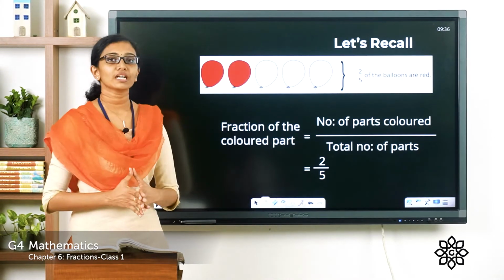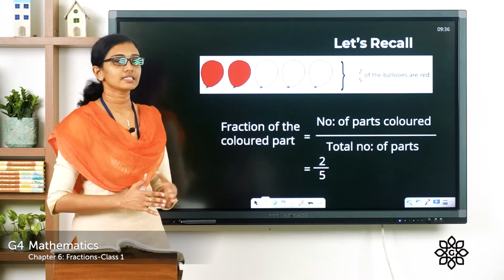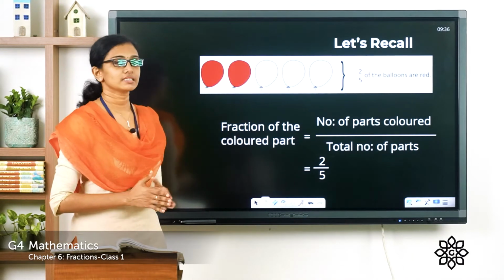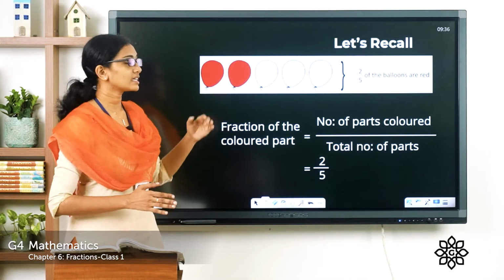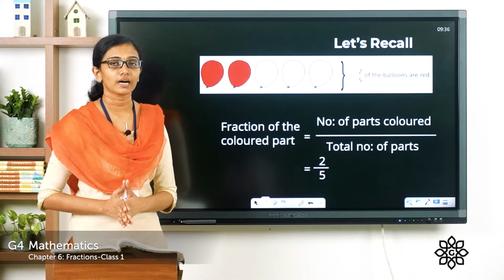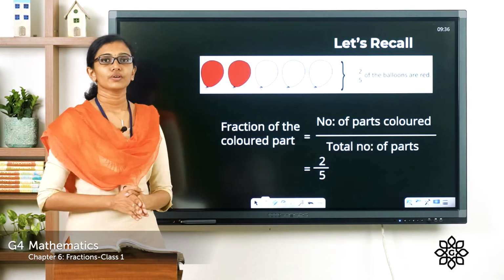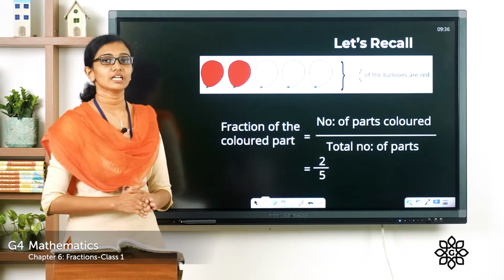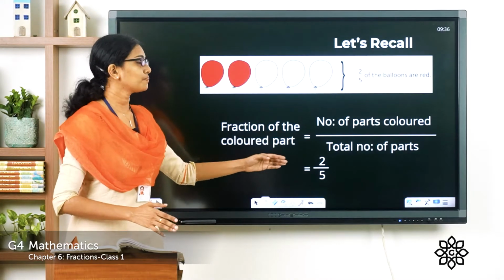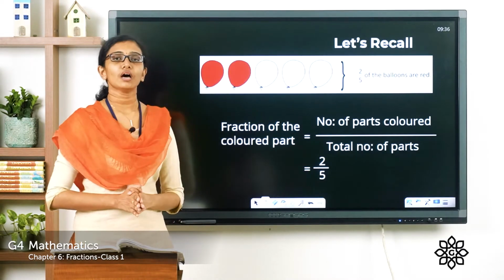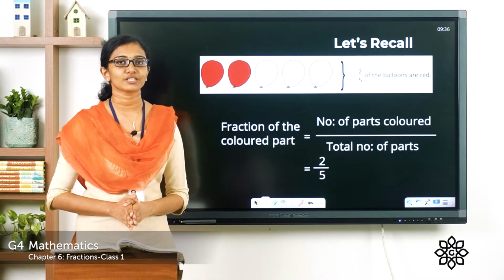The fraction of the colored part is the number of parts colored divided by the total number of parts. And what is the number of parts that are colored here? It is 2. And what is the total number of parts here? It is 5. So what is the fraction of the colored part here? The fraction of the colored part is equal to 2 by 5. 2 parts are colored out of the whole 5 parts. Hope this is clear to you.